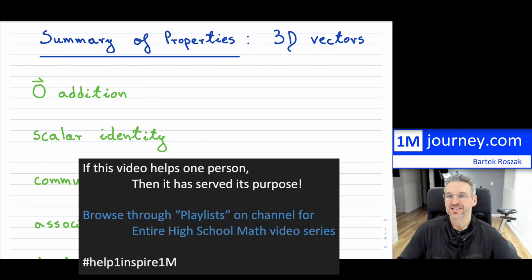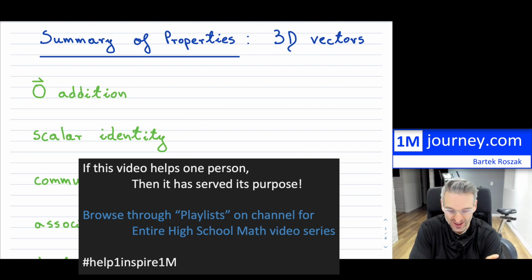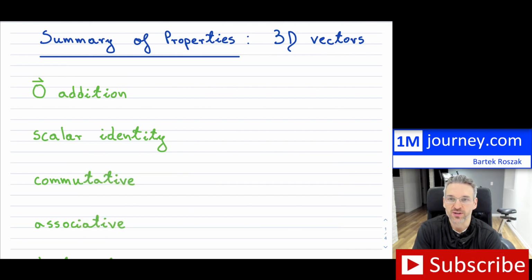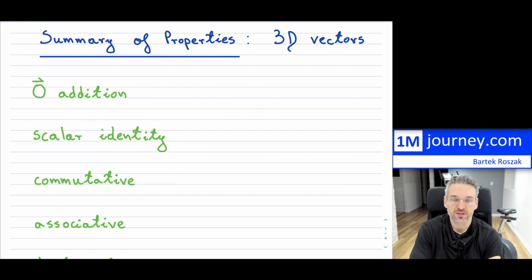Welcome back. Summary of properties for 3D vectors. If you're getting to this particular point in your studies of vectors, you're getting closer and closer towards the end. Now, I'm going to talk about two sets of properties in this video. One set is going to be with regards to addition, and the other is going to be about properties of the dot product for 3D vectors.